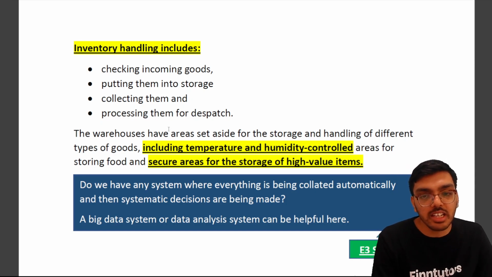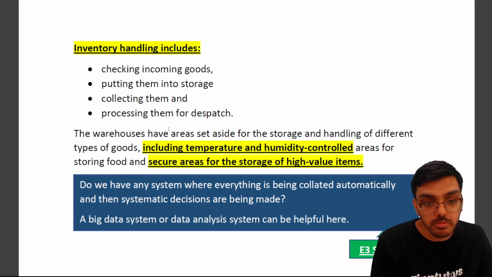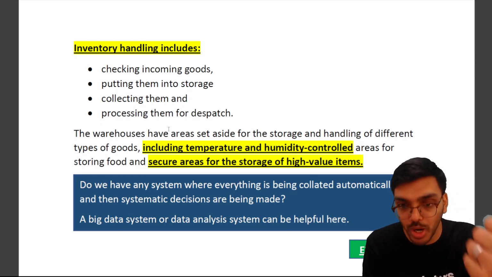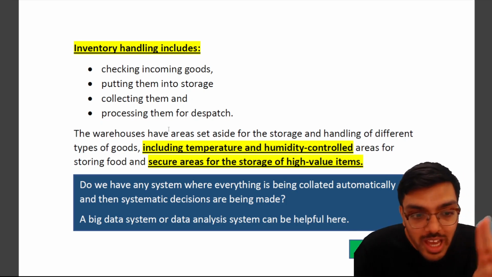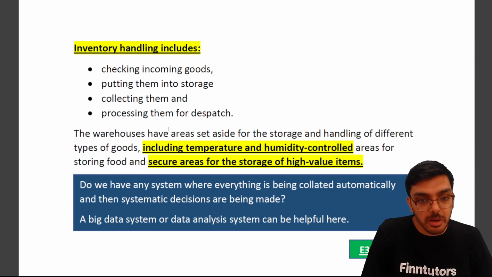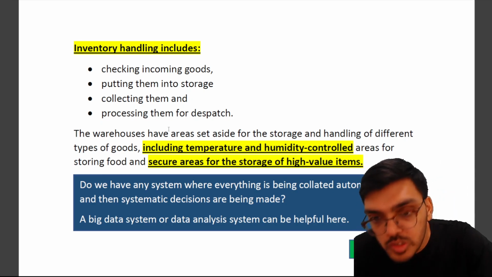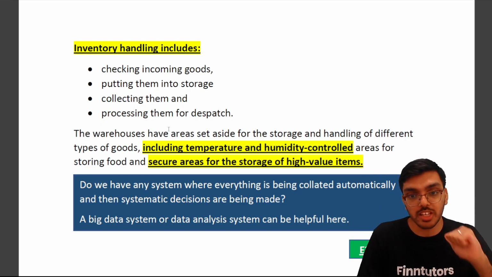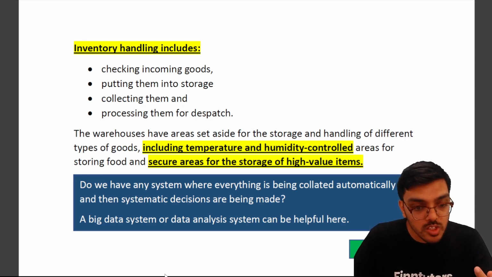Now, the warehouses have areas set aside for the storage and handling of different types of goods, including temperature and humidity controlled areas for storing food, and secure areas for storing high value items. So you have items which have the chance of being spoiled if something goes wrong. Secondly, you have items which have the chance of being stolen because they are high value. Now, do we have any systems where everything is being collated automatically and then systematic decisions are being made? A big data system or data analysis system can be helpful here, your E3 syllabus, but also your risk areas, control areas, internal control coming into the picture here, because you have the risk of your food getting spoiled if not stored properly. You have the risk of your items getting stolen if not stored properly, which will eventually be a loss for the business.